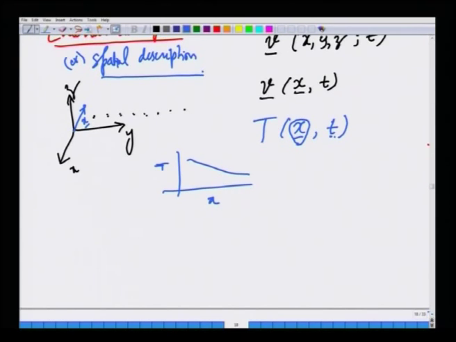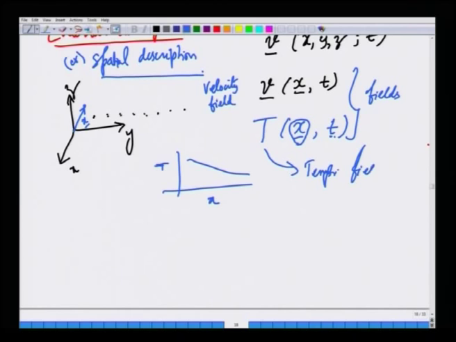Okay. Now, such quantities are called fields. This is called the velocity field, where the velocity is expressed as a function of the 3 spatial coordinates and time. This is called the temperature field. Okay.